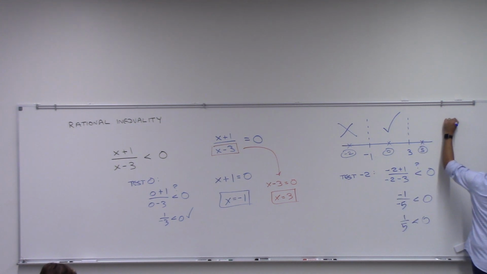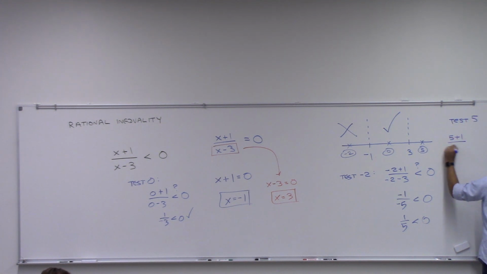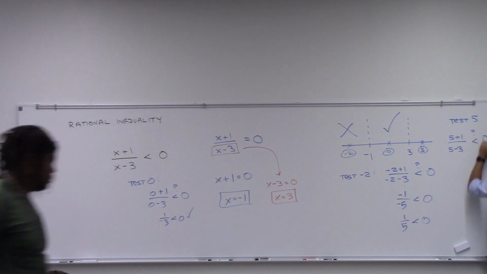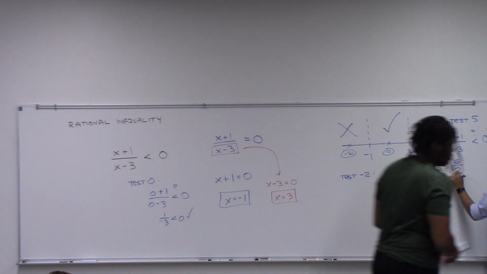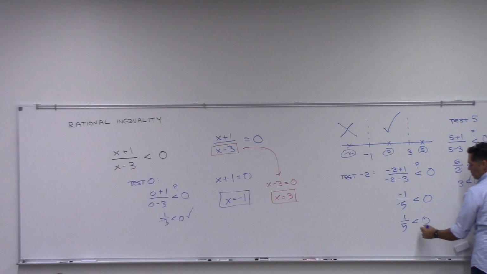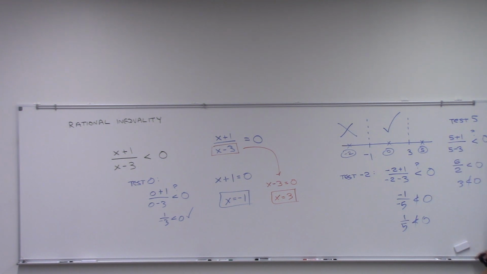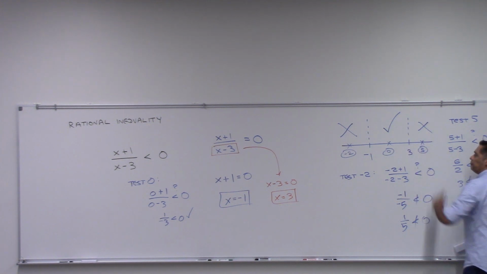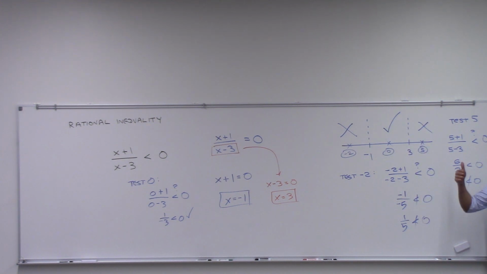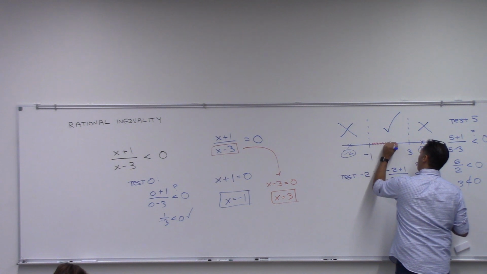I'll squeeze it right in here. Test 5. You get 5 plus 1 over 5 minus 3. Is that less than 0? You get 6 over 2. Less than 0? No. 3 is not less than 0. That one didn't work. Oh, wait, this one did not work. Yeah. OK, so that means no here, right? Good? All right, so I know right now that everything in between here works, right?